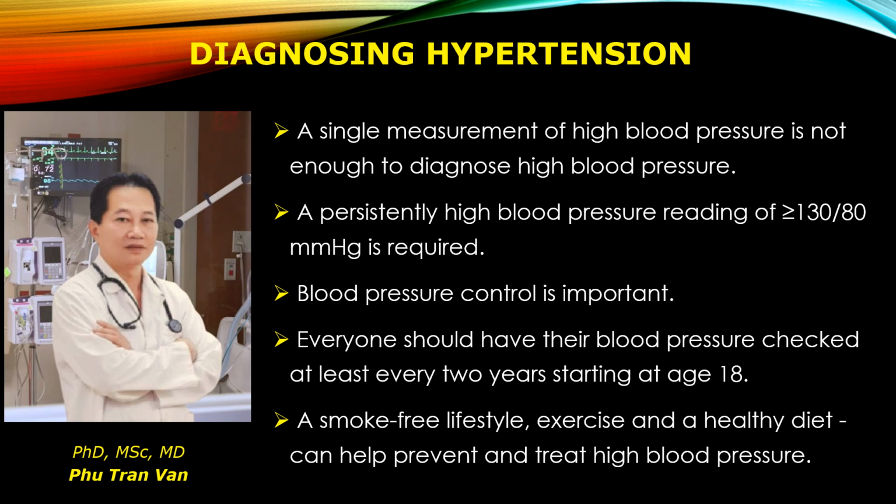Controlling blood pressure is important because it can increase the risk of heart disease, stroke, and other serious health problems. Everyone should have their blood pressure checked at least every 2 years starting at age 18. Some people need it more often. Practicing a smoke-free lifestyle, exercising, and eating a healthy diet can help prevent and treat high blood pressure. Some people need to take medication to treat it.